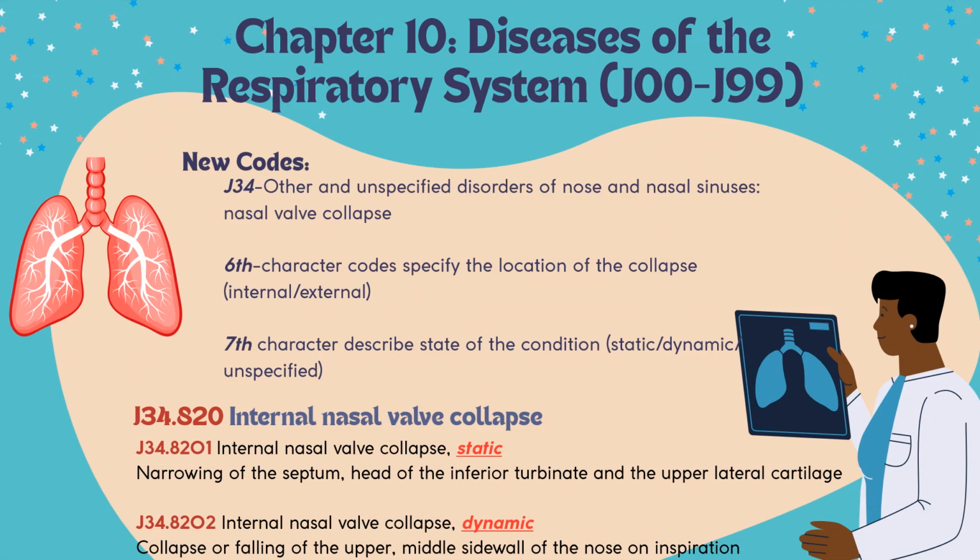Chapter 10, under subcategory J34 Other and Unspecified Disorders of Nose and Nasal Sinuses, there are several new codes for nasal valve collapse. The 6th character codes specify the location of the collapse, internal/external, and the 7th character codes describe the state of the condition, static/dynamic/and unspecified.